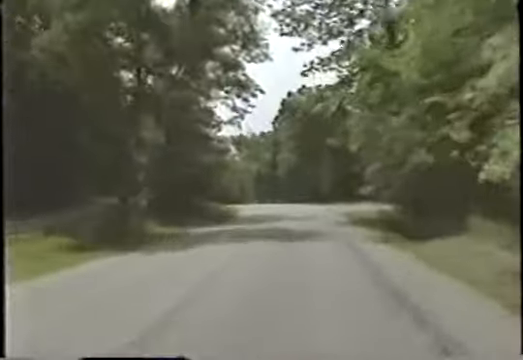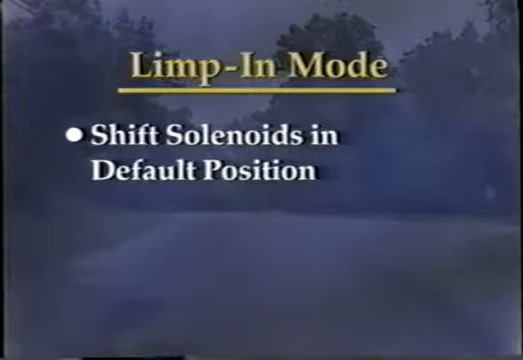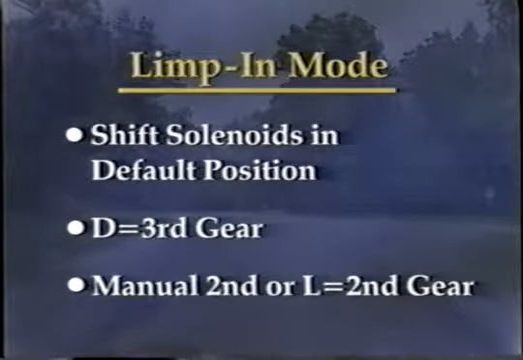Loss of power to the TCM will result in limp-in mode operation, wherein the shift solenoids are de-energized and revert to their default positions. During limp-in, if the shift lever is in drive, the transmission will be in third gear, and if the shift lever is in manual second or low, the transmission will be in second gear.